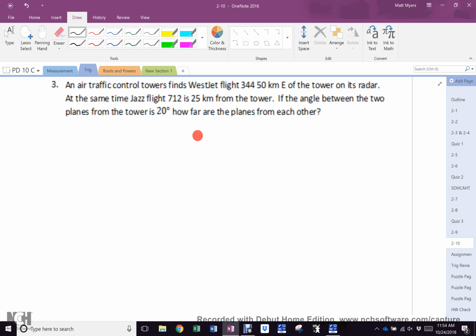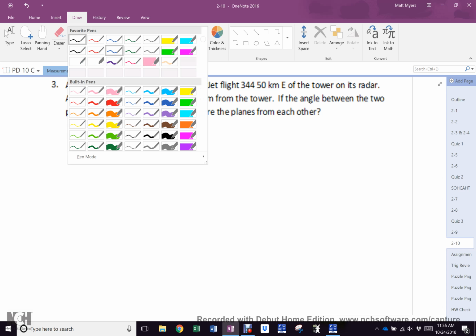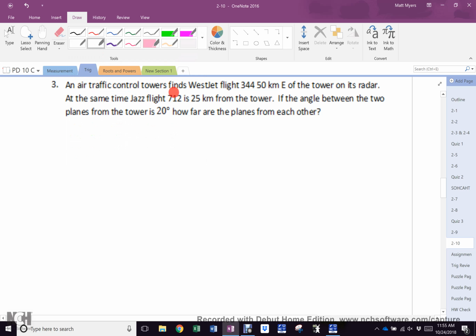So, Ganika, you had your hand up. I was just saying that I feel like the reason kids think it's a number is because there should be an S in between. I disagree. An air traffic control tower, there shouldn't be an S there, finds WestJet flight 344 50 kilometers east of the tower. You look up and find Mr. Myers to be sitting in his chair. You found me there. It's linguistically sound, except for the plural. Let's just fix that right now. There we go.